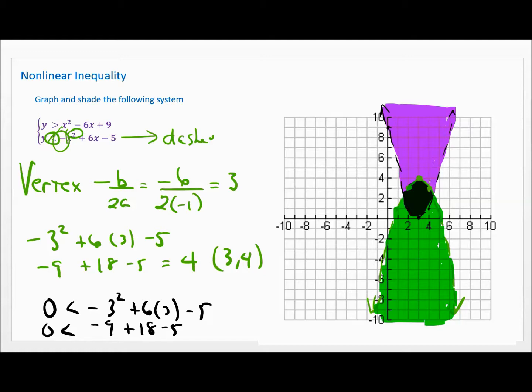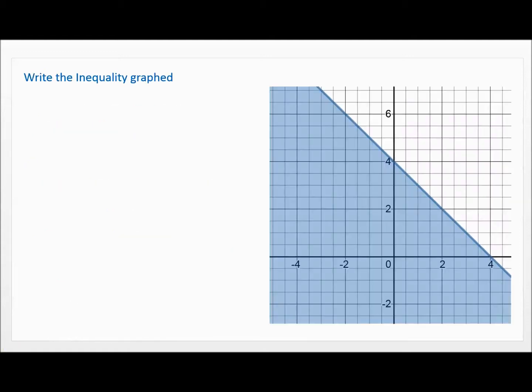Now we're going to do the opposite. Now I'm going to give you a line and you tell me what the system is. This is going to be fun. Okay, so what do you think about this? I have a line here for you, or it might be a curve, whatever the problem is, and now you're supposed to write the inequality that's shaded.